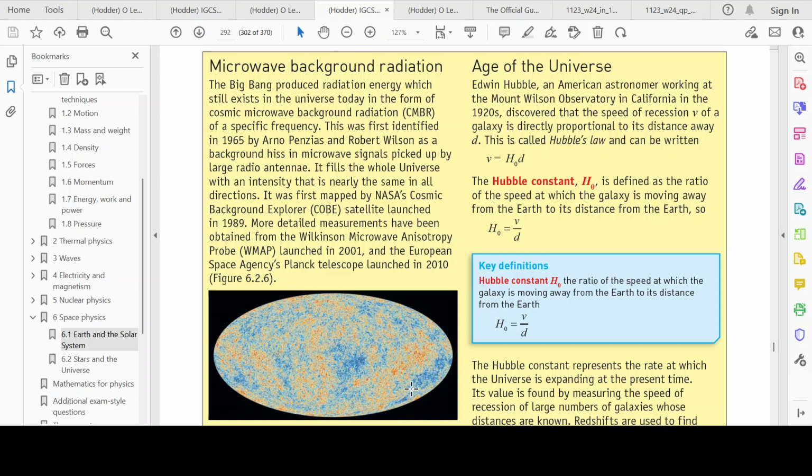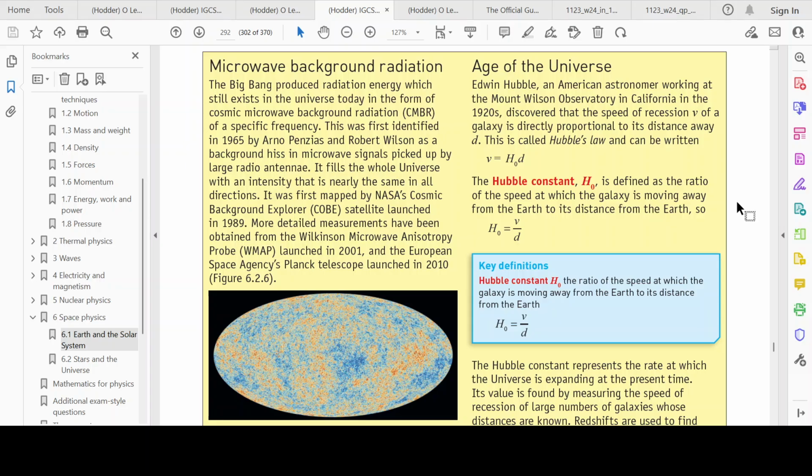Then we have the age of the universe. So this guy, Edwin Hubble, was an American astronomer working at Mount Wilson Observatory in California in the 1920s. And he discovered that the speed of recession of a galaxy is directly proportional to its distance away from the Earth. Right? So again, the further away something is from the Earth, the faster it is moving away from the Earth. We say the Earth because that is our point of reference. So the further it is, the faster it is moving away. That's what this guy is saying.